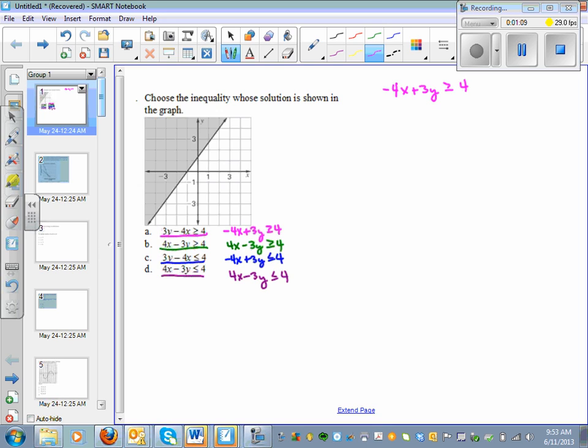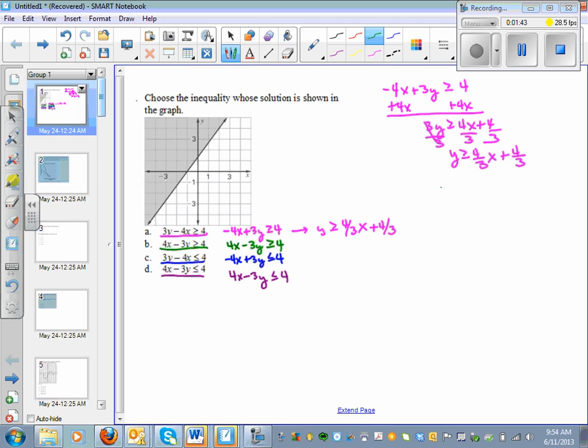I'm going to add 4x to both sides, okay, and then I'll have 3y is greater than or equal to 4x plus 4. I will divide everything by 3. And so y is greater than or equal to 4/3 x plus 4/3. That's the equation here. Y greater than or equal to 4/3 x plus 4/3. Okay? And then you're just going to do it again. This time I'll do the green equation.